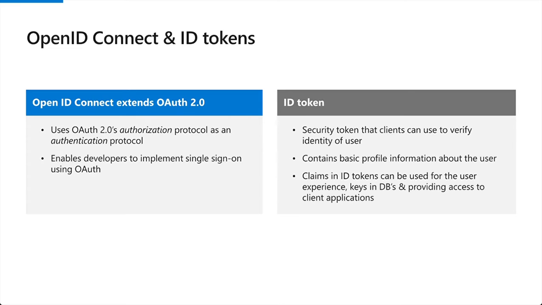ID tokens for Microsoft Identity are JSON Web Tokens, or JWT. These ID tokens consist of a header, a payload, and a signature. The header and the signature are used to verify the authenticity of the token, while the payload contains the information about the user requested by your client.